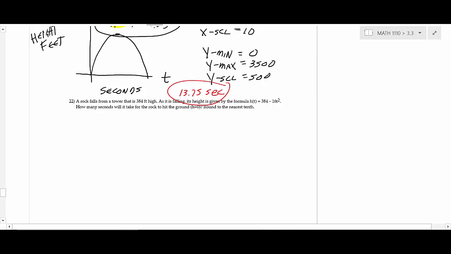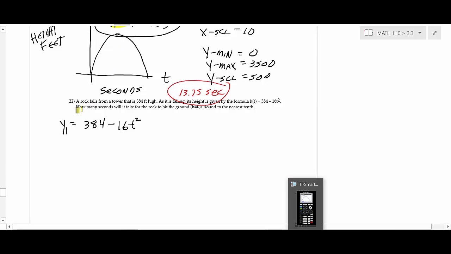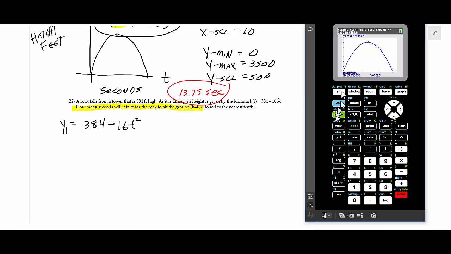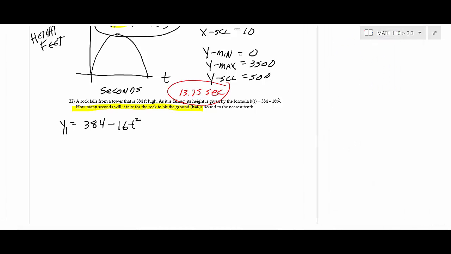Okay, so with this one, let's put in Y1, let's put in 384 minus 16t squared. And then the question on this one says, how many seconds will it take for the rock to hit the ground? So there's something a little bit different that you have to do on this one. I'll show you a couple of ways to do this. Let me get this set up.